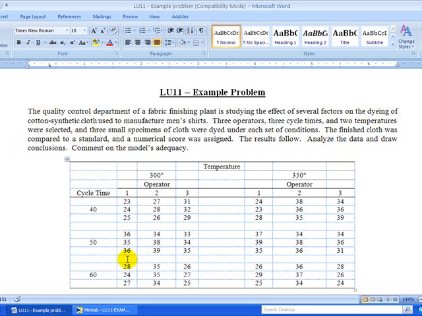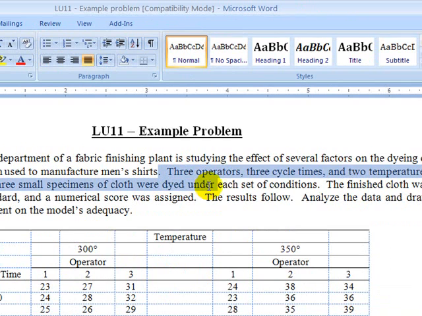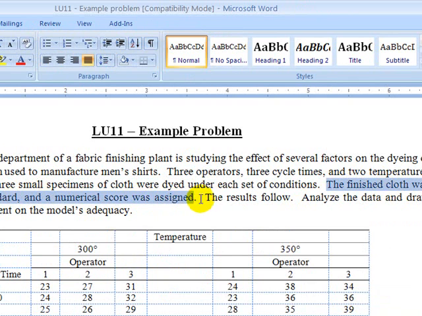The quality control department of a fabric finishing plant is studying the effect of several factors on the dyeing of cotton synthetic cloth used to manufacture men's shirts. Three operators, three cycle times and two temperatures were selected, and three small specimens of cloth were dyed under each set of conditions. The finished cloth was compared to a standard and a numerical score was assigned.